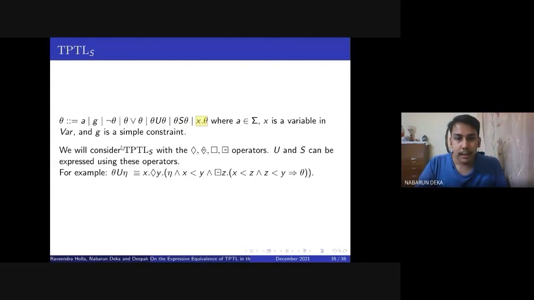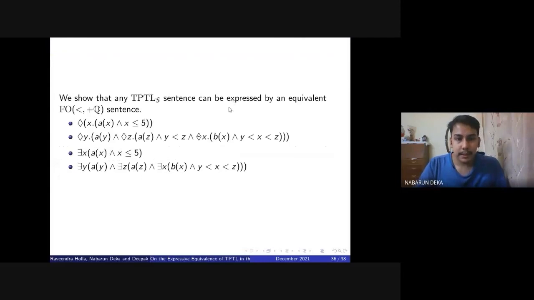Now we'll consider TPTL with since with the modal operators of globally and finally, and their counterparts in the backward direction of time. Here, the until and since operators can be expressed using these operators, hence we'll just stick to these operators. Now, the first thing we show is that any TPTL since sentence can be translated into an equivalent FO sentence and vice versa. I'll illustrate this with an example.